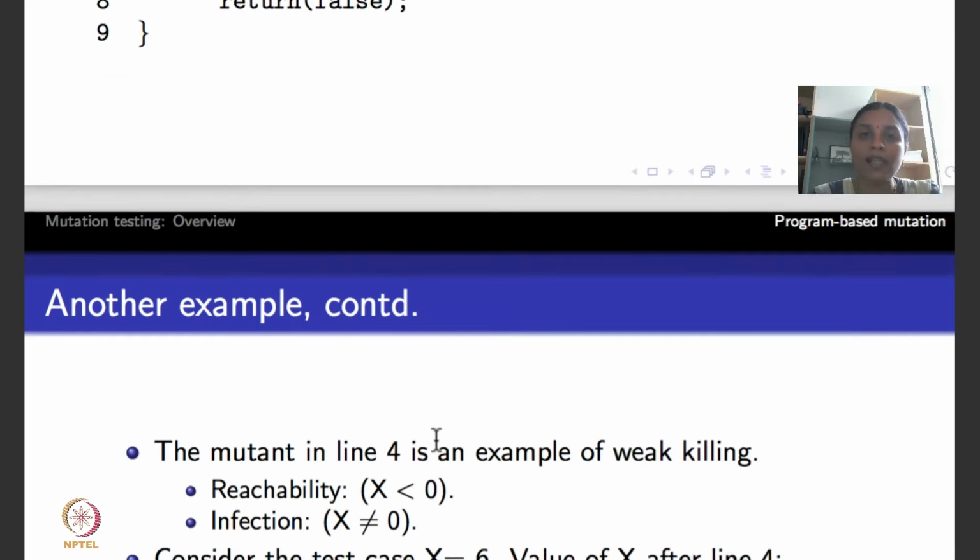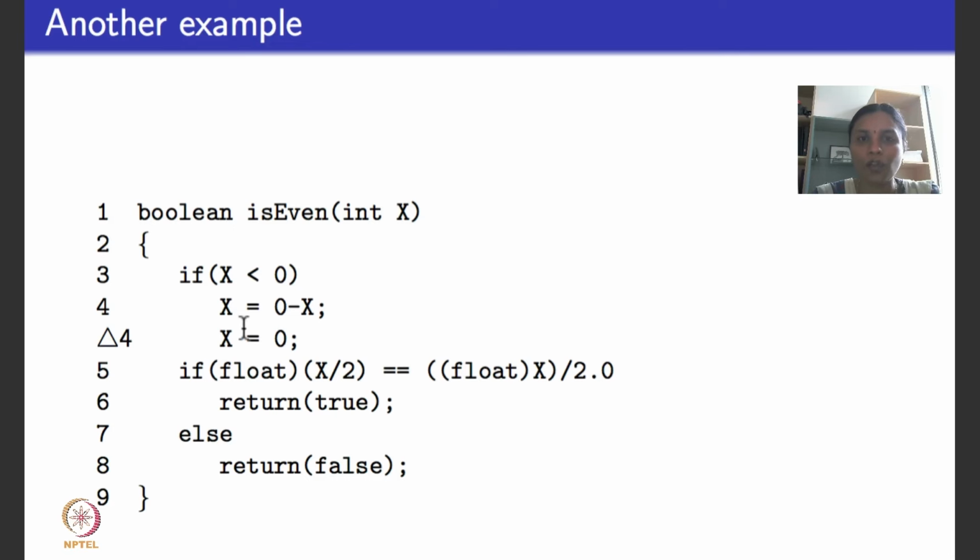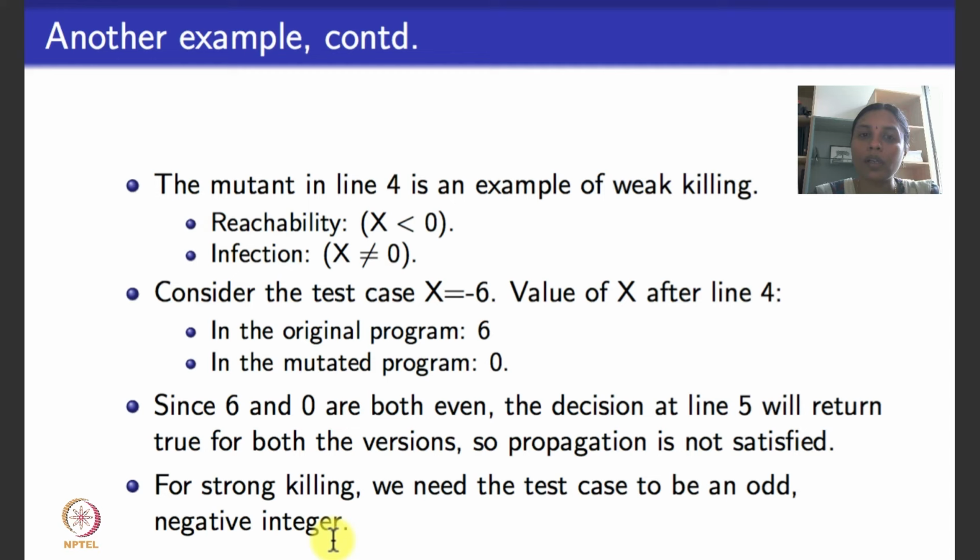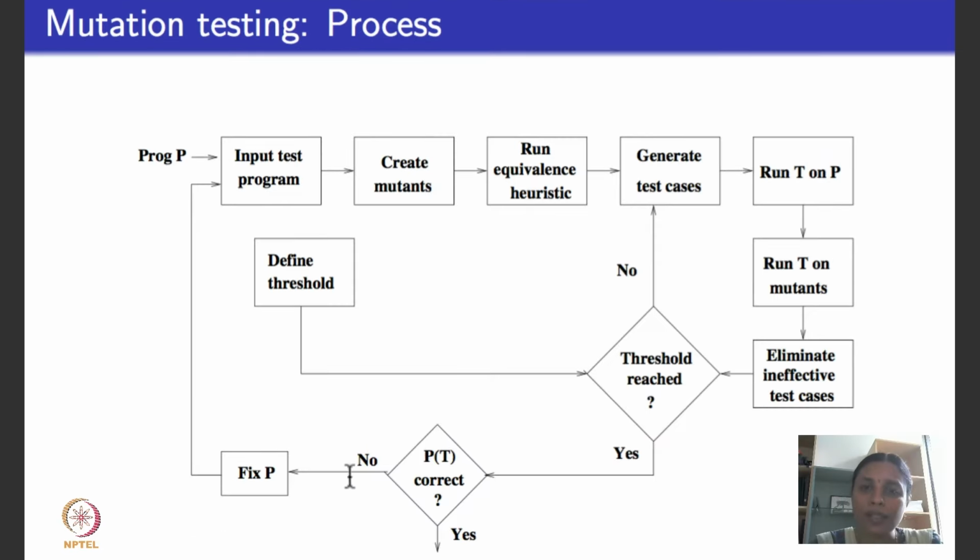If I give an odd negative integer, then there will be infection, and propagation will also happen, because the condition in line number 5 will return 0 as an even number because of the mutated version of the program, whereas in the original version it will still be an odd positive number which is not divisible by 2, so it will return false. So for reachability, infection and propagation, which results in strong killing of mutants, I want the test case to be an odd negative integer.